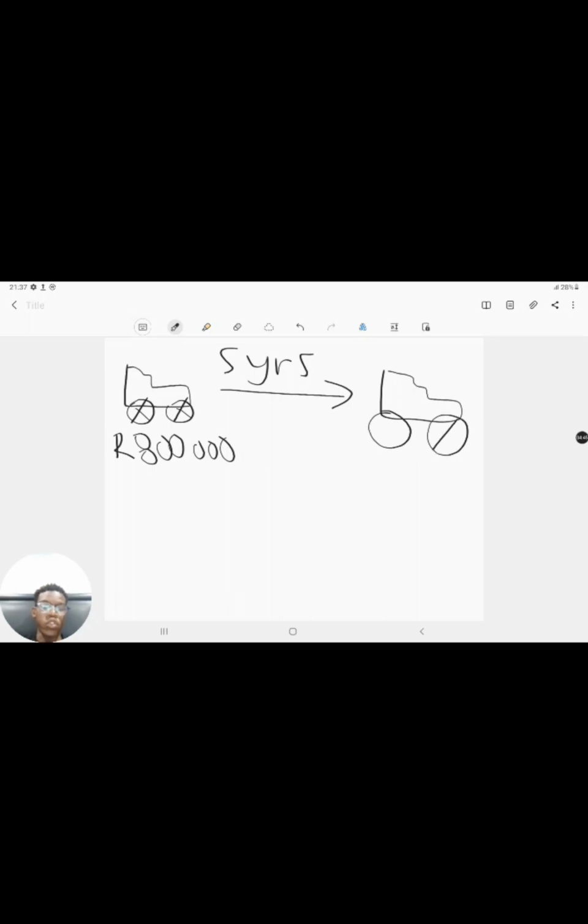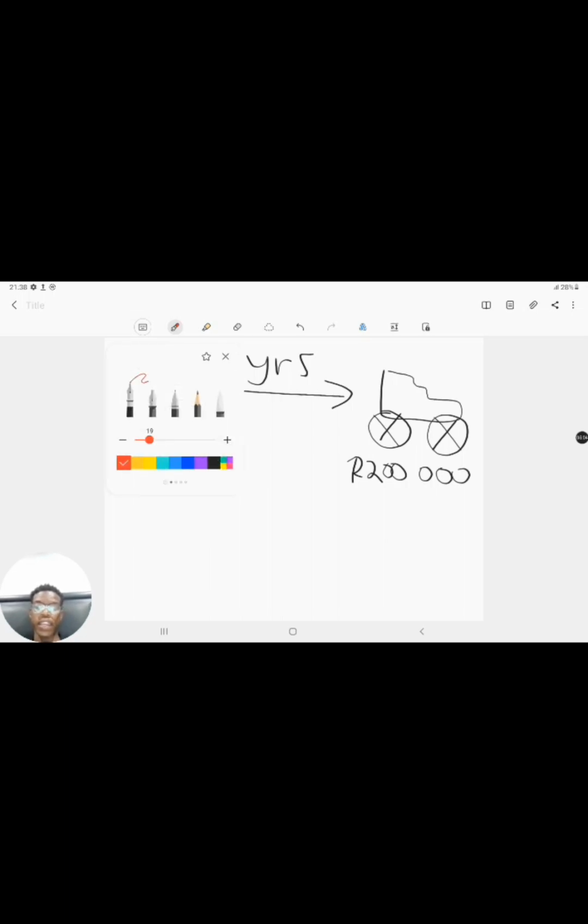Okay, he wants to trade in this tractor, so he wants to sell this very same tractor for 200,000. This is the trade-in value. He wants to sell this tractor for 200,000 rands. Right, so once he sells this tractor for 200,000 rands, then he wants to buy a new tractor.